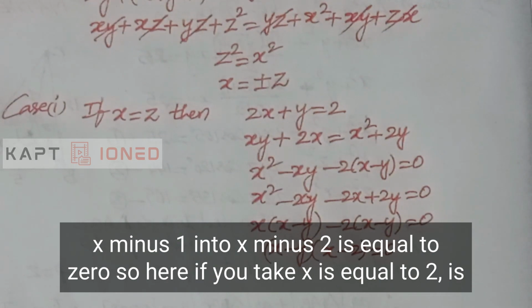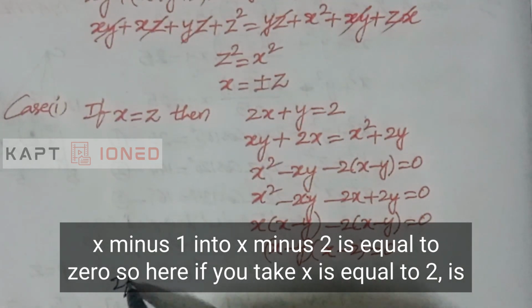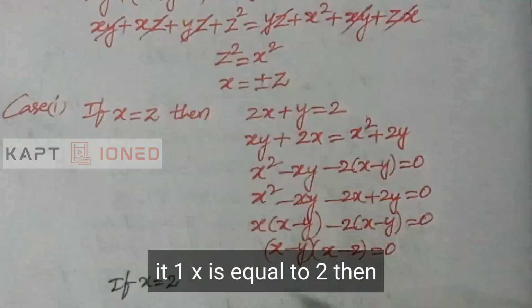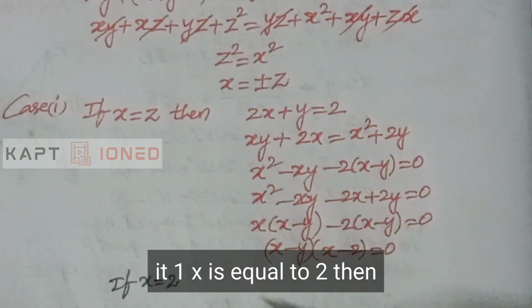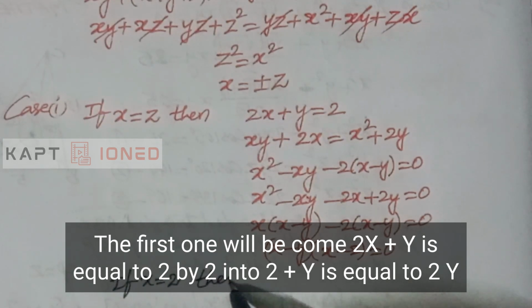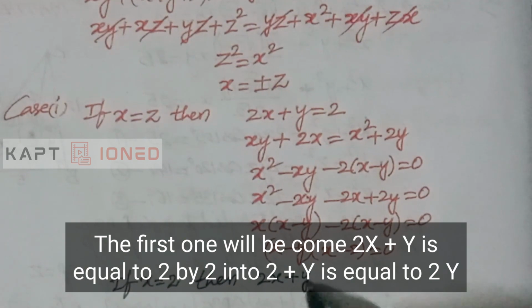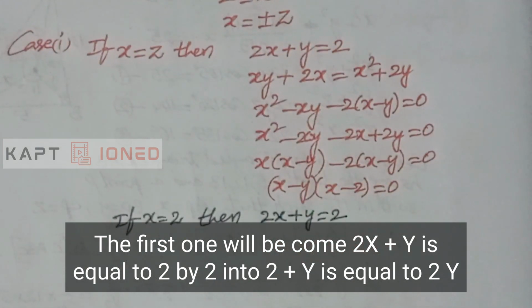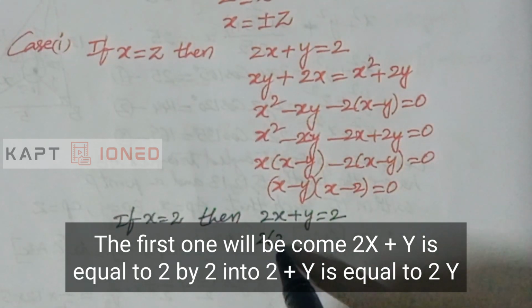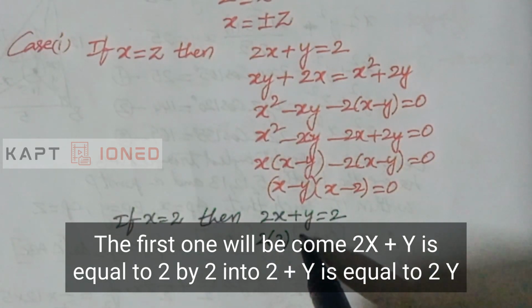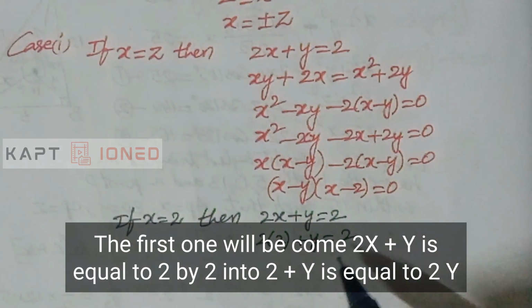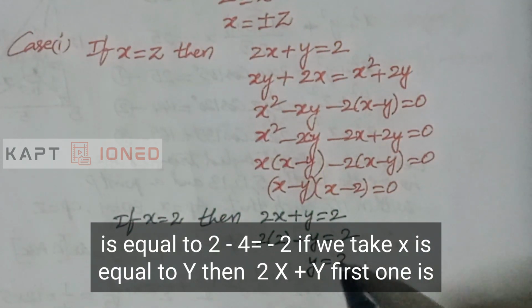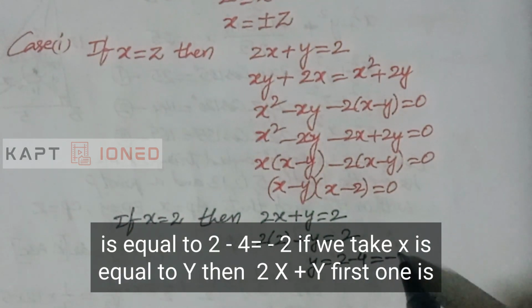So here if you take x is equal to 2, then the first one, 2x plus y is equal to 2, becomes, substituting x equal to 2, 2 into 2 plus y is equal to 2. y is equal to 2 minus 4, you'll get minus 2.